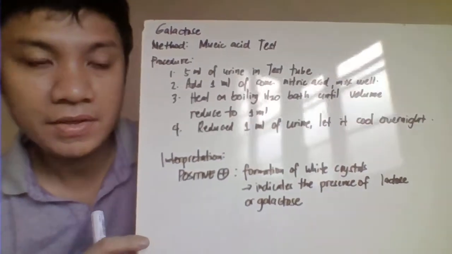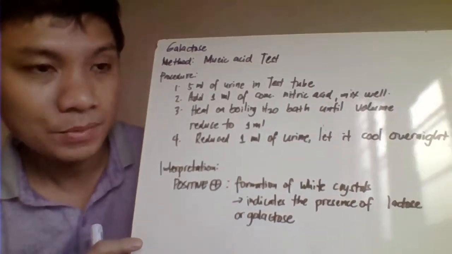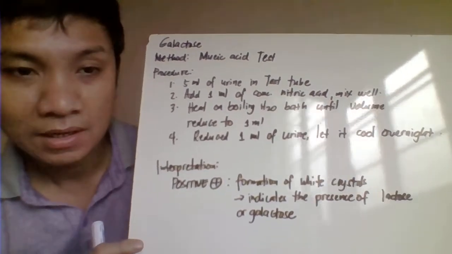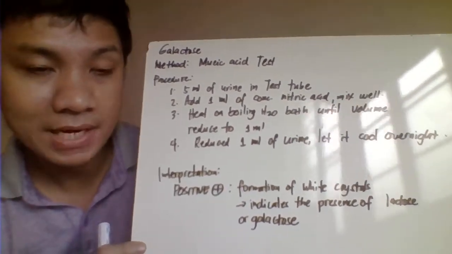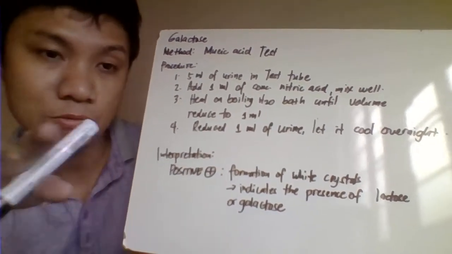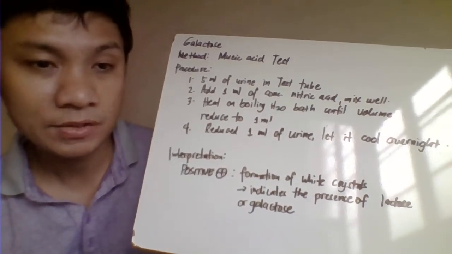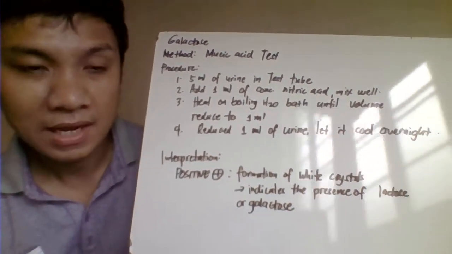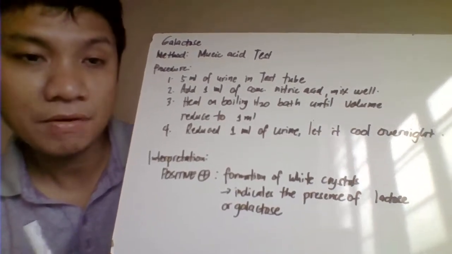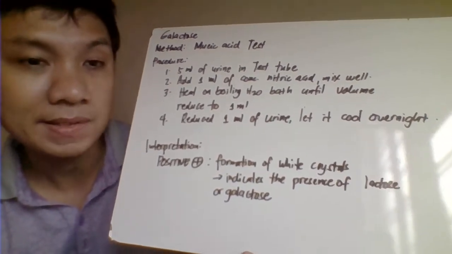Okay, the next one, we have here the test for galactose. We have here the mucic acid test. Procedure for that, we have 5 ml of the urine. You put that in the test tube. Then you add 1 ml of concentrated nitric acid and boil until it is reduced to 1 ml. With your 1 ml, transfer that to a Petri dish and allow it to evaporate overnight, and observe for the presence of white precipitate or white crystals.